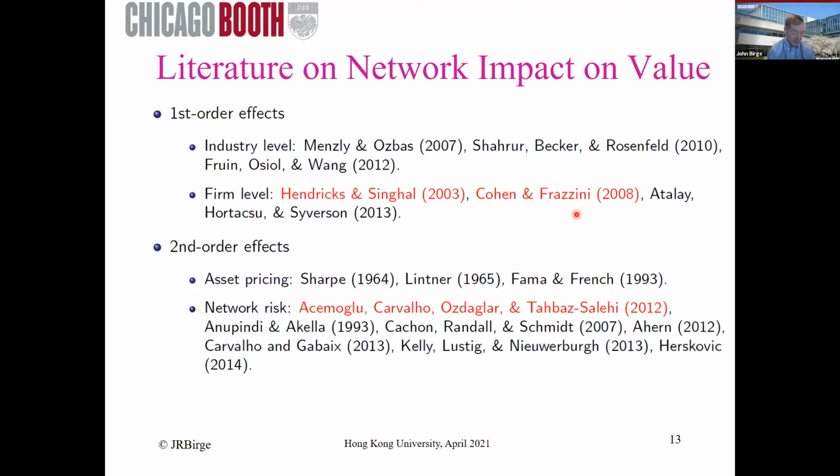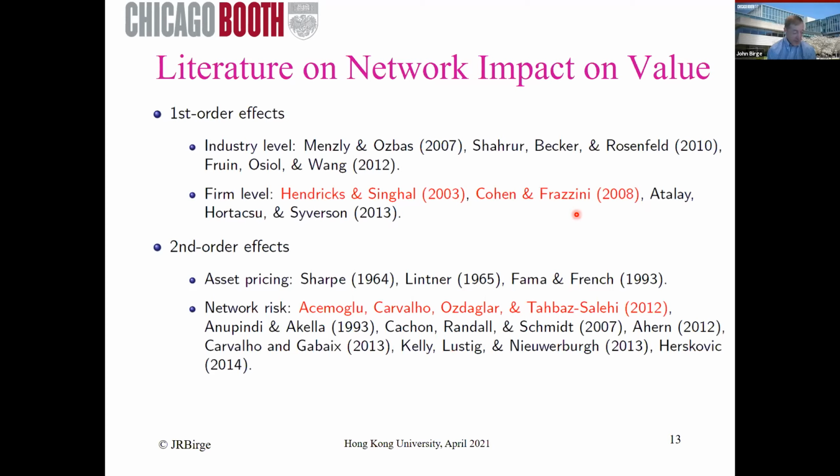So you could think of the Hendricks and Singal paper as showing an effect from suppliers to customers, and Cohen and Frazzini showing an effect from customers to suppliers, but it was delayed, in that it took some time in general for the market to recognize that effect and to have it actually move from the customer to the supplier.